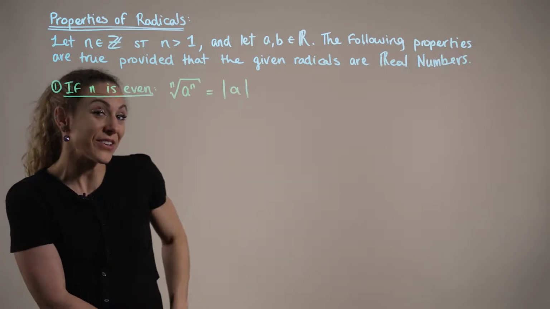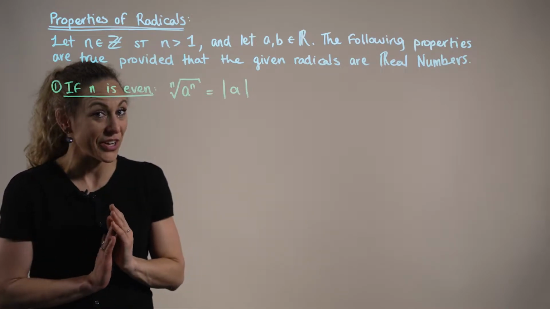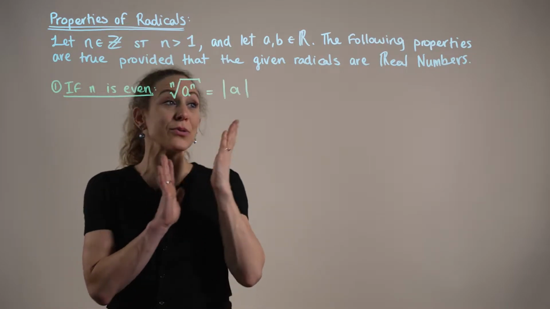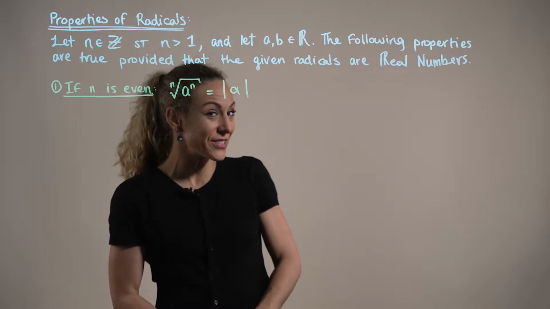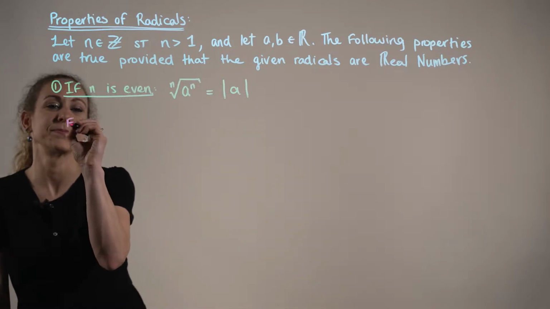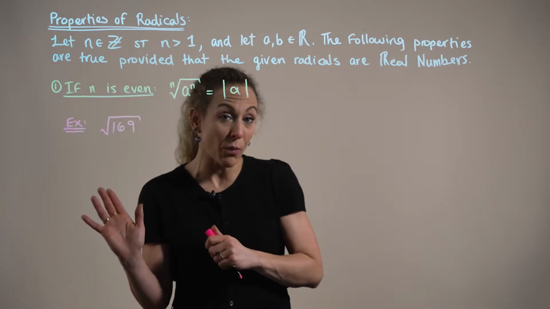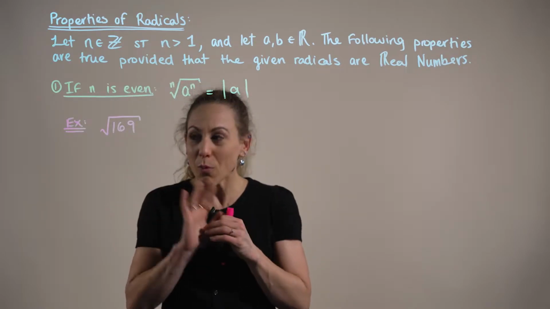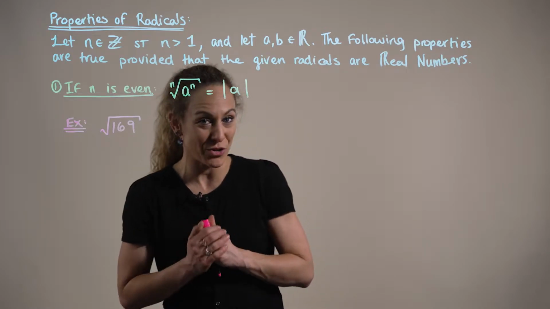So property 1 tells us that if our index n is an even integer, then the nth root of a to the n is actually going to be equal to the absolute value of a. So to help us better understand this property, let's consider the following example. Now, suppose that we're asked to simplify the square root of 169. Now, we're asking ourselves what factors can be multiplied together 2 times to give us 169.